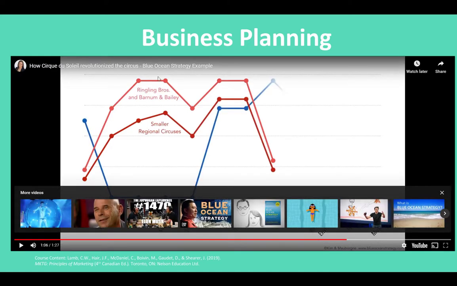You can see here they have the smaller circuses, and what happened to their business, and then Cirque du Soleil was created, right? They looked at the external environment. A whole bunch of things had happened. Animal cruelty became an external threat, which they wanted to get around. And the other problem is that circuses were becoming empty.